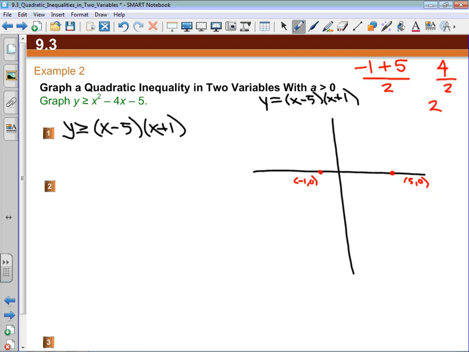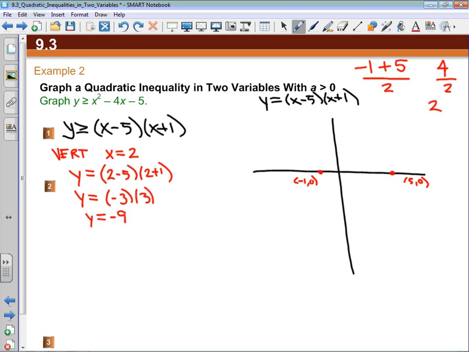It should make sense that positive 2 is 3 away on the x-axis from 5 comma 0, and 3 away from negative 1 comma 0 on the x-axis. So it does make sense that positive 2 is in the middle. I'm just going to get rid of that writing. If I know that my vertex is when x is equal to 2, what's my y value? Well, I can use my factored form for that. If x is equal to 2, then y is equal to 2 minus 5 times 2 plus 1, which is y equals negative 3 times 3, so y is equal to negative 9. That means my vertex is at 2 comma negative 9.